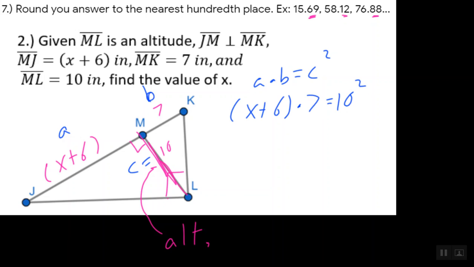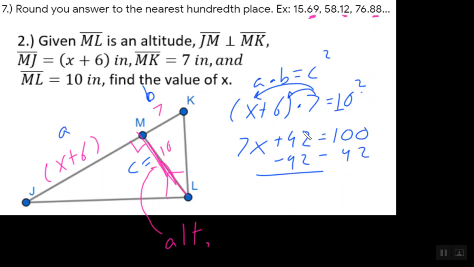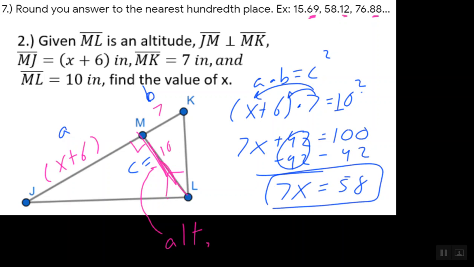Now from there, notice this 7, even though it's on the right hand side, it's still being multiplied by the parentheses, so we can just distribute to the left. 7 times x is 7x, 7 times 6 is plus 42, and of course 10 squared is 100. That's pretty easy. From here we can subtract 42 from both sides, and we will get 7x is equal to 100 minus 42, which is 58. Now I leave you to finish out the math there and solve for the value of x.